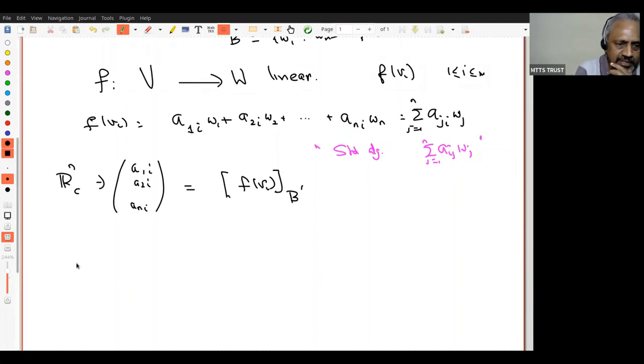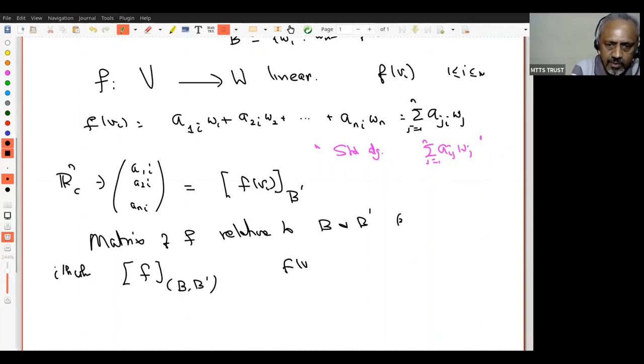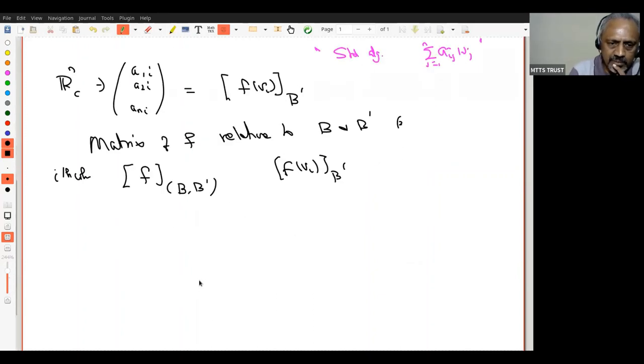Therefore, the matrix of F relative to the ordered bases B and B dash is denoted by F, B and B dash. This means B is an ordered basis of the domain, B dash is the ordered basis of the codomain with respect to which this is a matrix. And what is the ith column of this matrix? The ith column is this, the coordinates of F of Vi with respect to B dash. That is, the ith column is A1i, A2i, ANi.